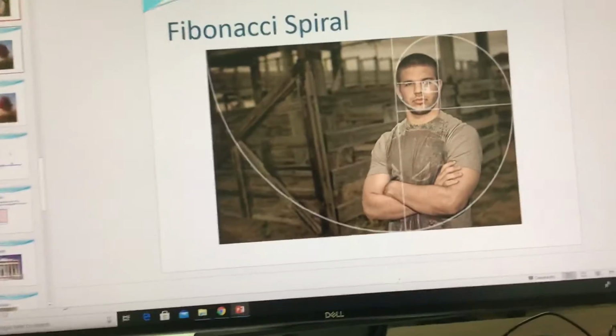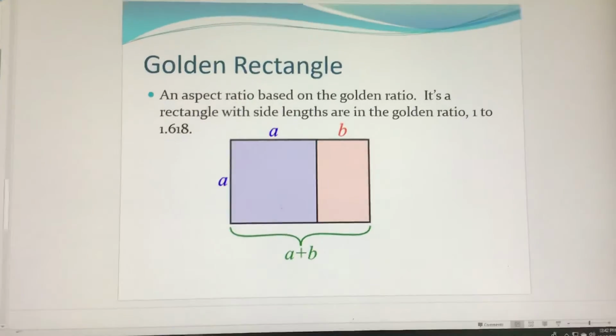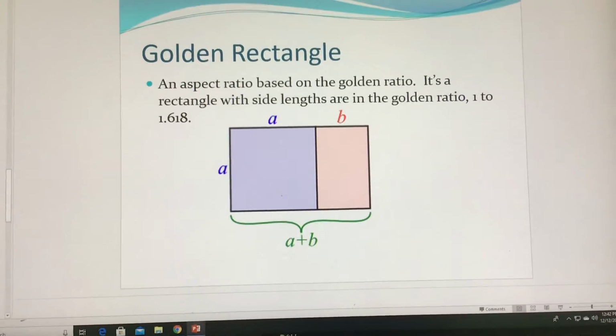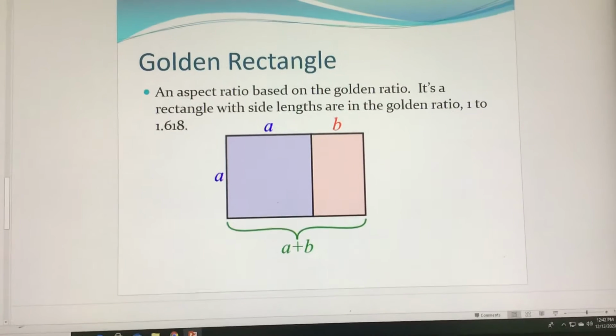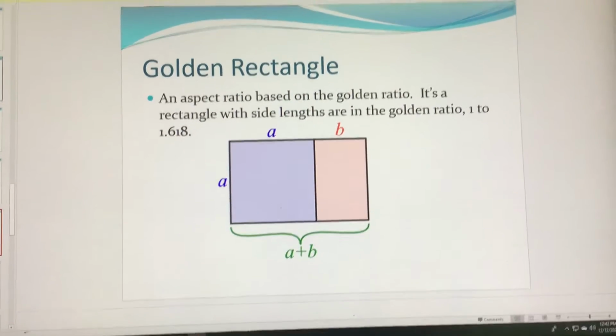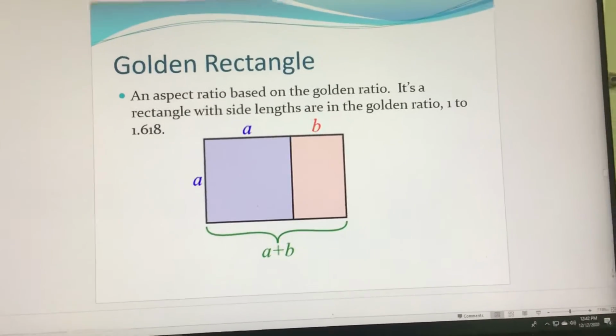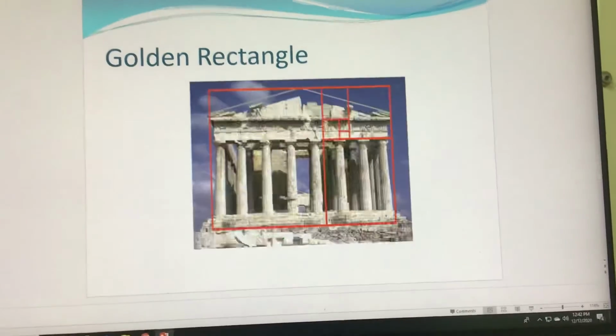The golden rectangle, very similar to the Fibonacci spiral. It's an aspect ratio based on the golden ratio. So you have a rectangle and the sides are 1 and then the other side is 1.618. So the short side, A, is 1 and AB is 1.618.